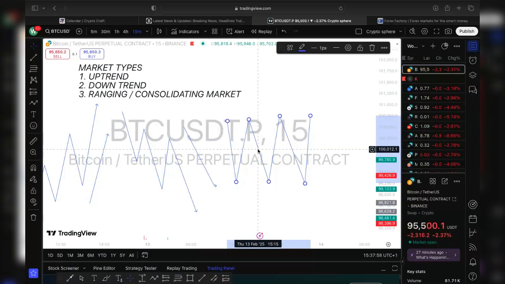A ranging or consolidating market also falls under support and resistance, so that's another way of identifying your support and resistance levels. Someone said you should leave the market, which is perfectly okay. Anytime you see a ranging market, you abstain from trading that market, because it has no direction.